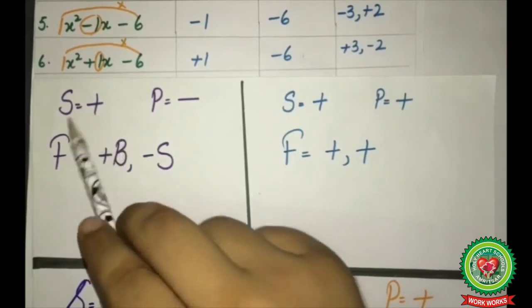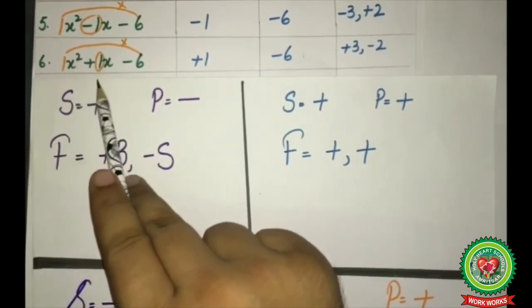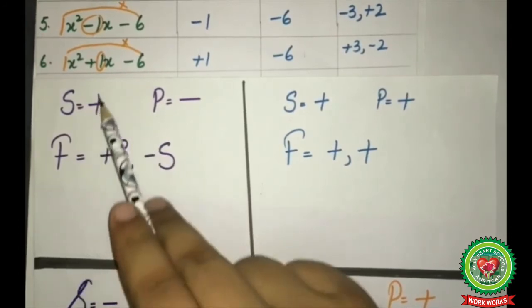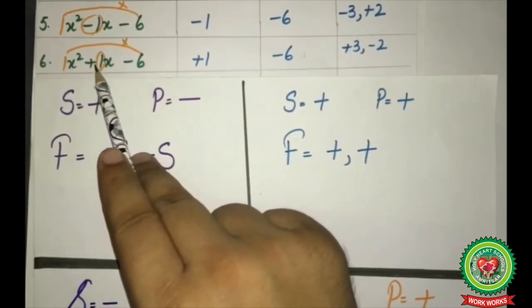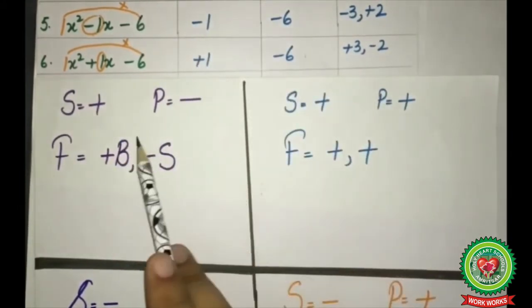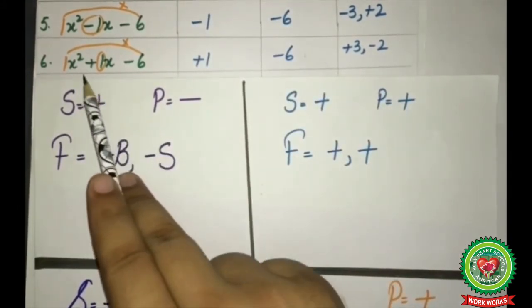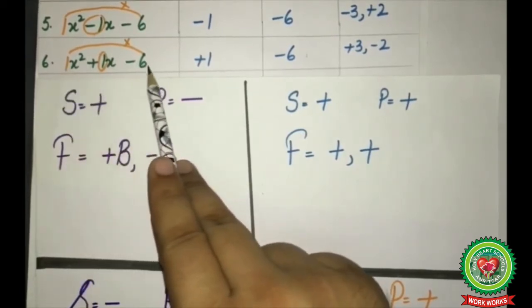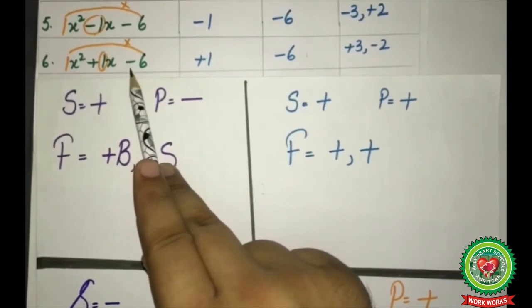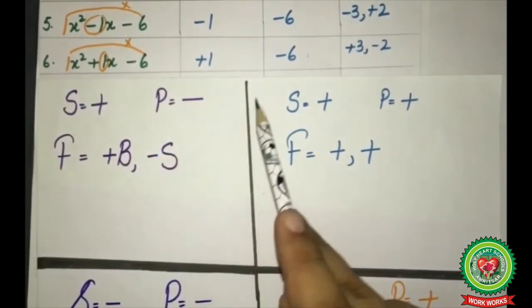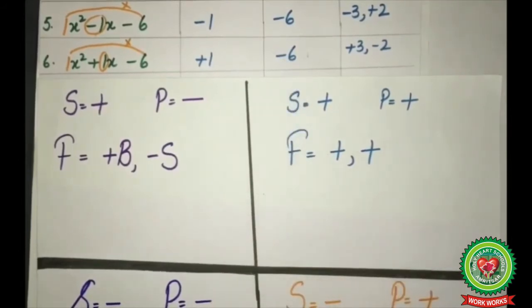The next example is x square plus 1x minus 6. Now in this example, the coefficient of x is plus 1. So the sum required will be plus 1, and the product of the coefficient of x square and the constant term, that is minus 6, comes out to be minus 6. So therefore the product required is minus 6.